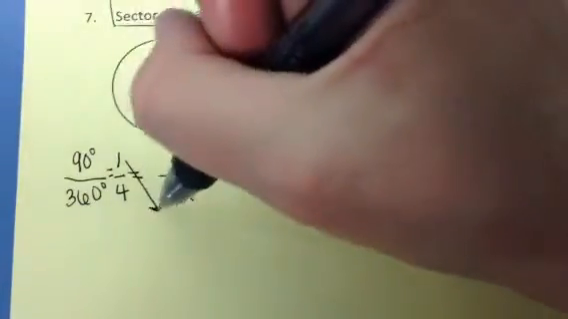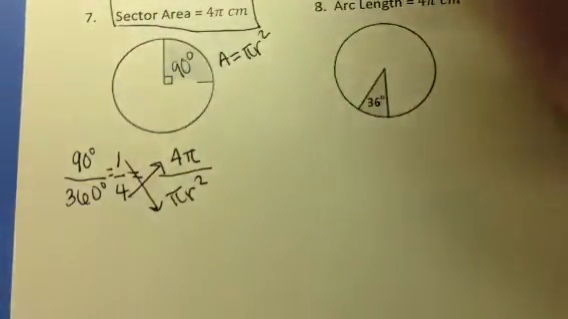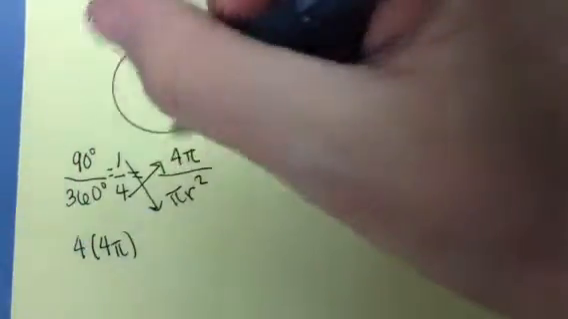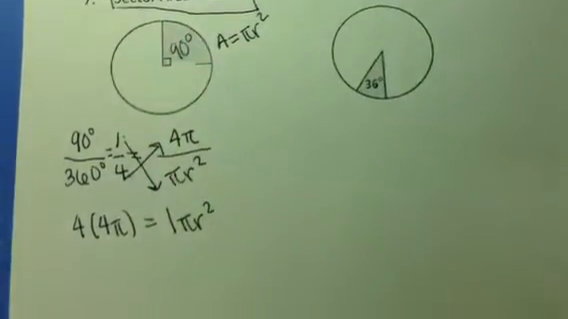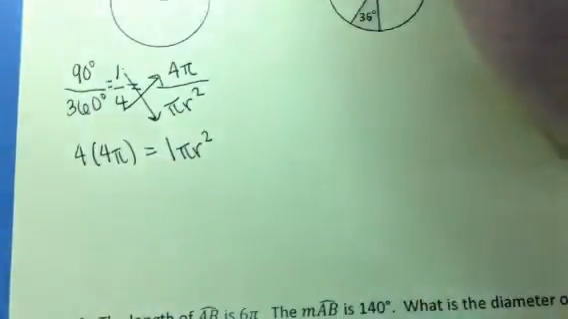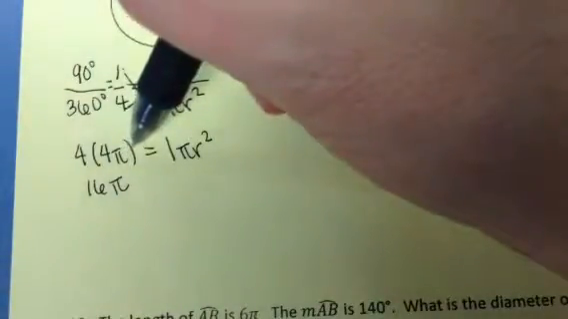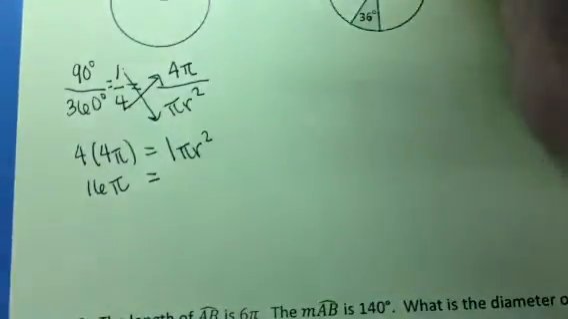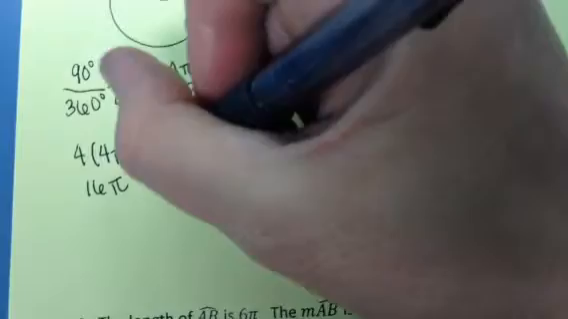All right, so when I cross multiply, I have 4 times 4 pi, and then 1 times pi r squared, which is just pi r squared. So from there, if I simplify this, 4 times 4 pi is just 16 pi. You can treat pi almost like a variable, kind of like 4 times 4x is 16x. And this is equal to 1 pi r squared, or just pi r squared.